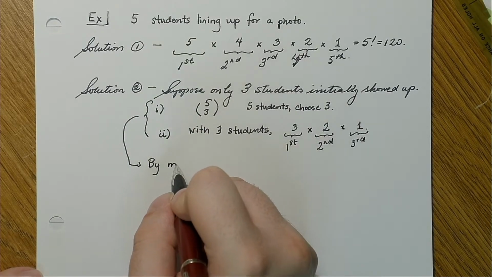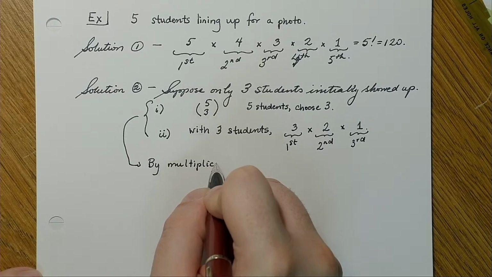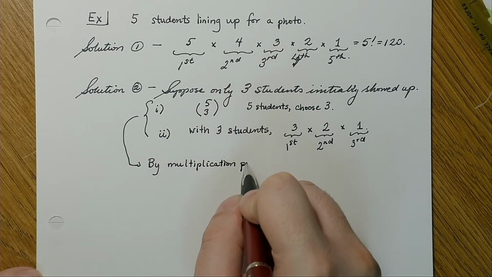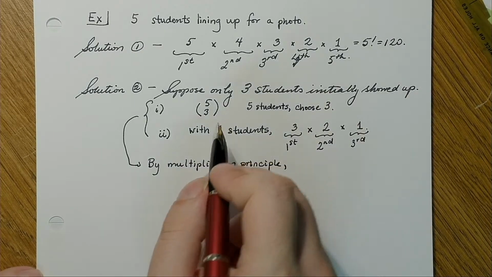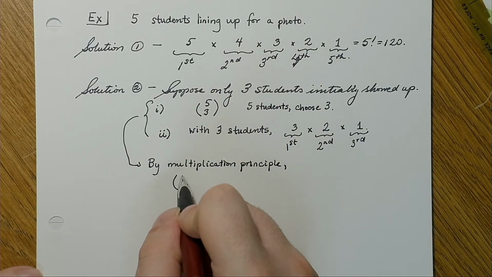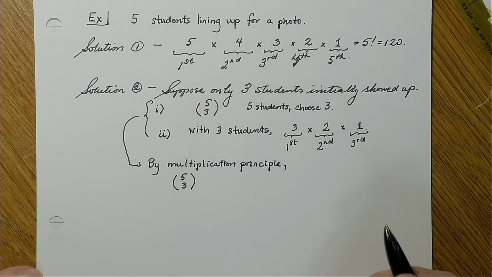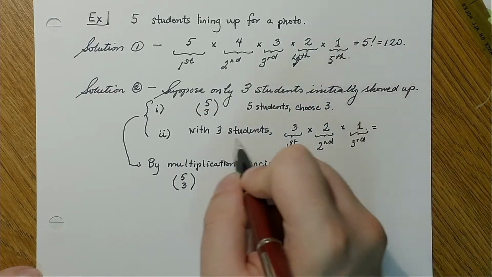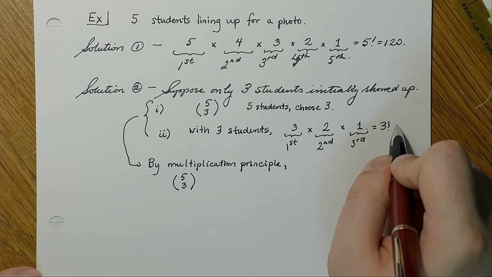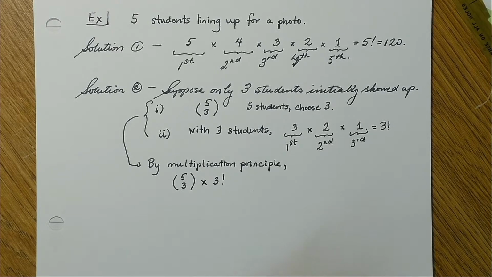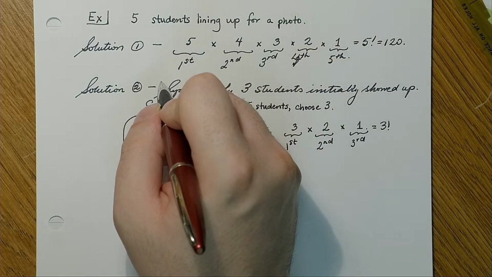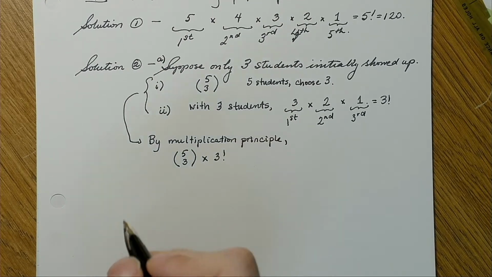By the multiplication principle, what I did is there's 5 students, and we're going to choose 3 of them. 3 of them showed up, and then we're going to arrange them. There was 3 factorial ways, so times 3 factorial. So that's kind of the first step.